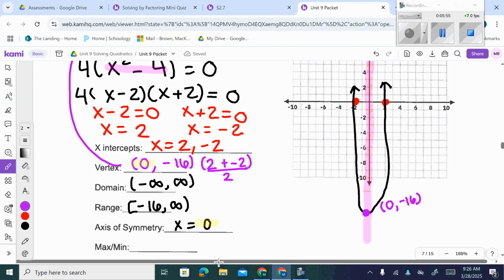The min, because is it the lowest point on the parabola or the highest? Lowest, so that is the min. We okay? All right, go look at number 5.